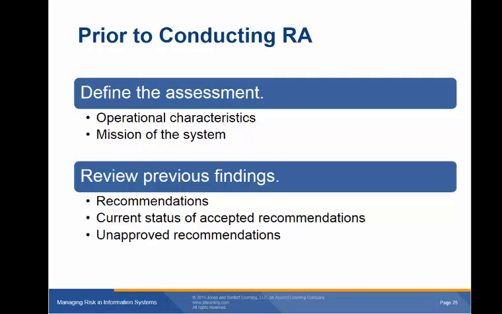So when describing the system or process, you often focus on two primary areas: the operational characteristics and the mission of the system. Your operational characteristics basically define how the system operates in your environment. It's not enough to just name the system, such as email server. Instead, you need to identify how the system is currently configured and operating.